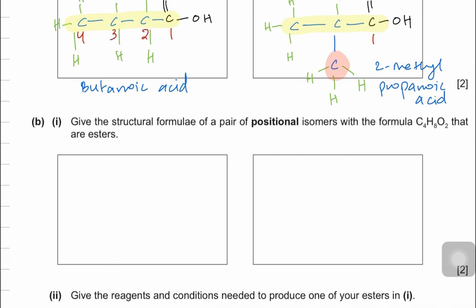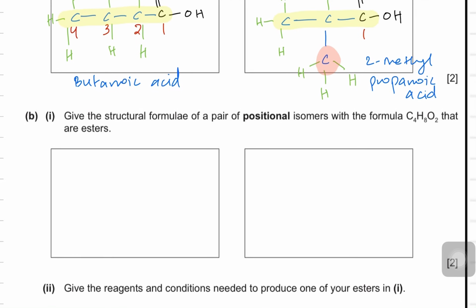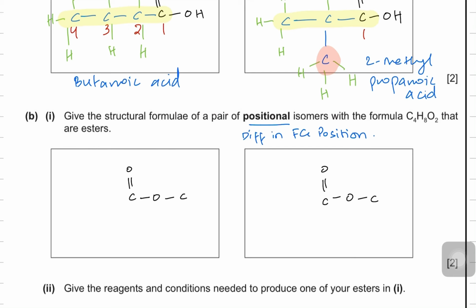Question B part 1 says, give the structural formula of the pair of position isomers. Position means difference in functional group position. With the formula C4H8O2 that are esters. So we know ester functional group is C double bond O with 1 more O and C. Now if you want to draw esters, 2 carbons are already here. Now we want to draw 2 more. So draw 1 here and 1 here. Draw the hydrogens.